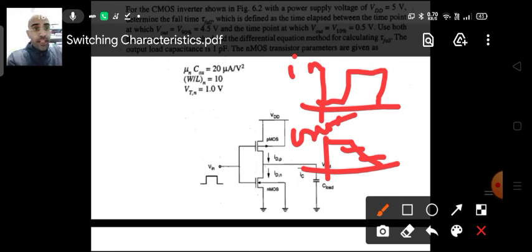So if you want to find the average current, you see, when your input has already transited, this is your input. So the input had made a transition.